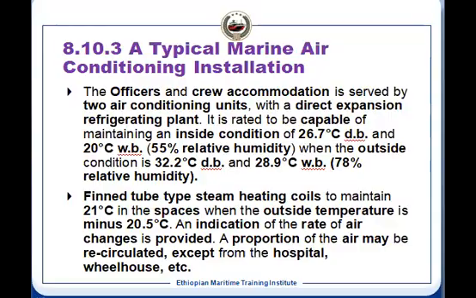So the inside condition, what we maintain is 26.7, it means it will maintain below that. 26.7 degrees centigrade is the dry bulb, and the wet bulb is 20 degrees centigrade, and it gives us 55% of relative humidity, which is within the comfort zone, or comfort zone is 40 to 70% of the relative humidity.